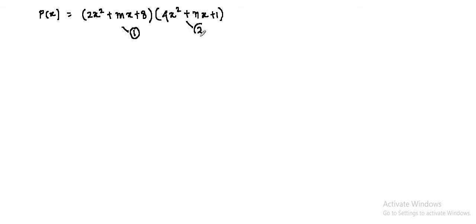p(x) is equal to (2x² + mx + 8) into (4x² + nx + 1). Let us consider this as equation 1 and this as equation 2. Now let's find out the criteria for equation 1 first.